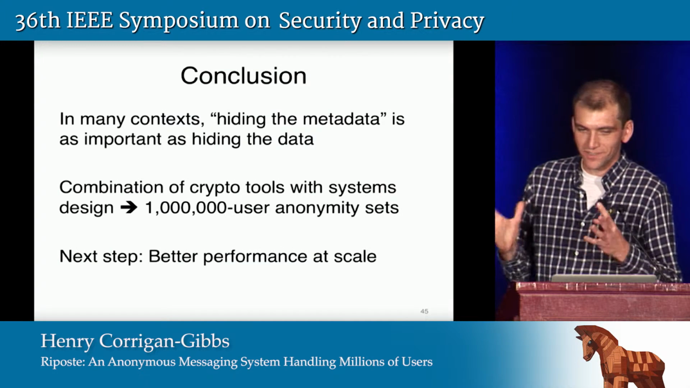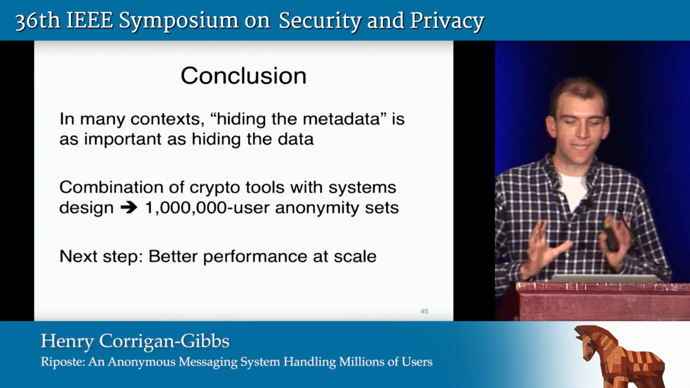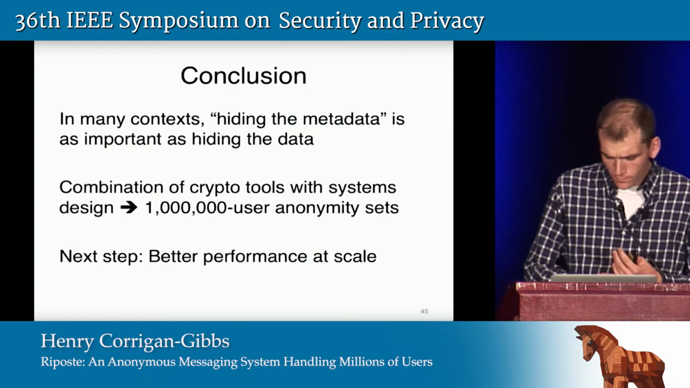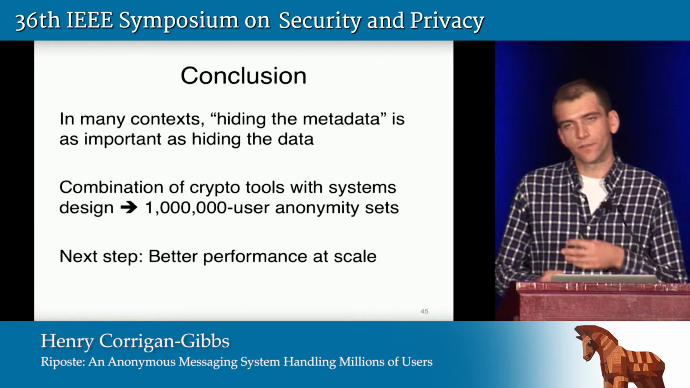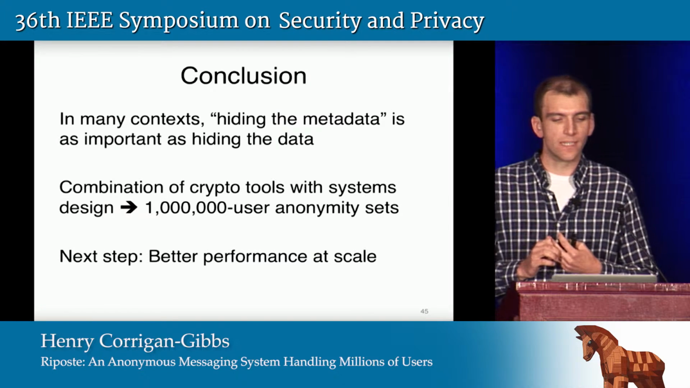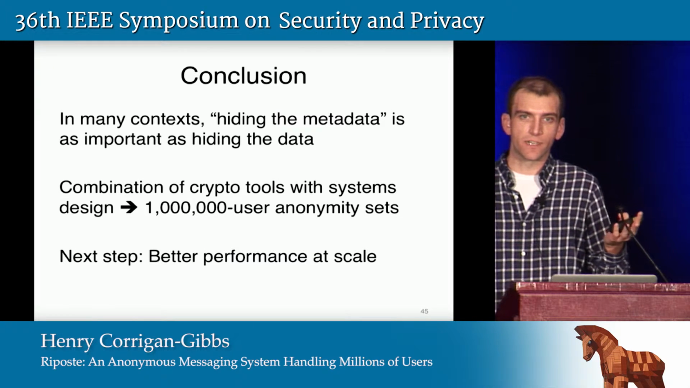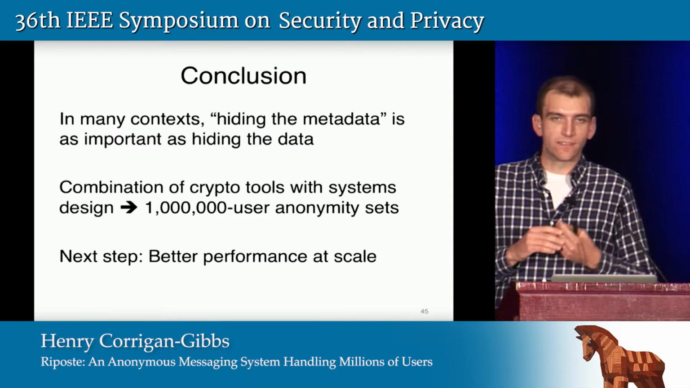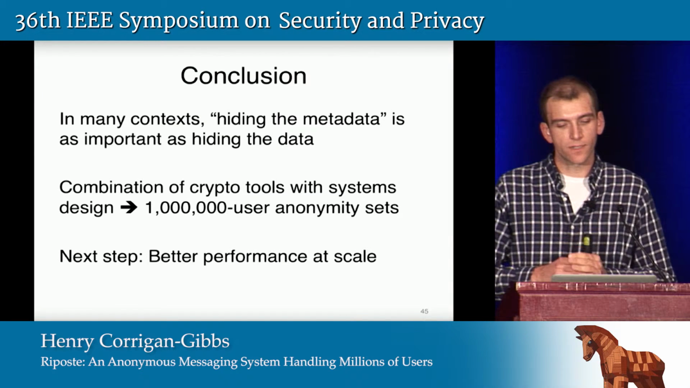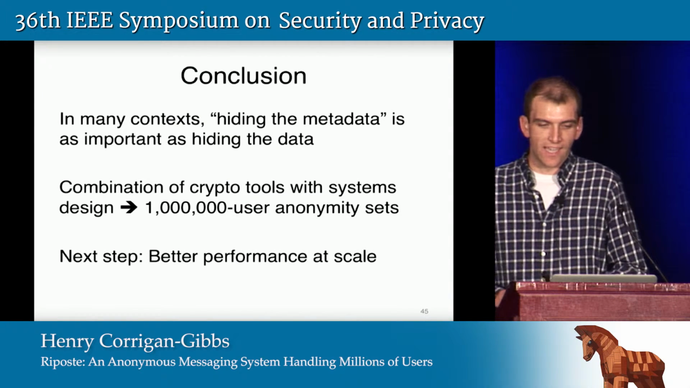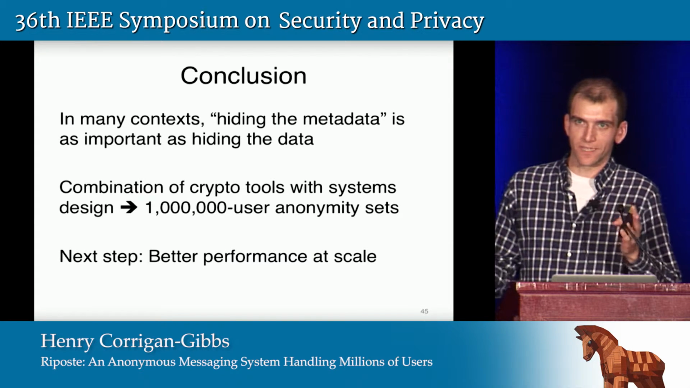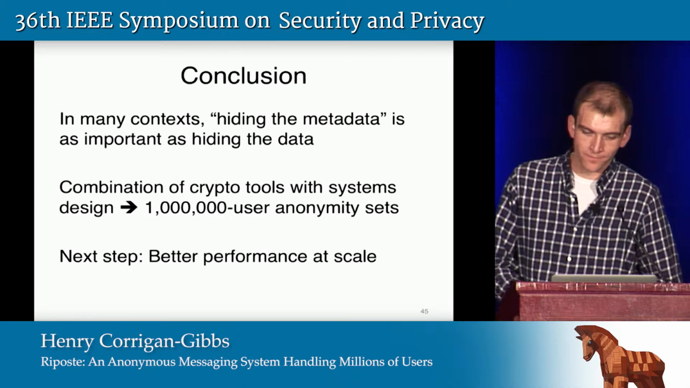So I've tried to argue that hiding the metadata is, at least in many contexts, just as important as hiding the data itself, hiding the payload. And with the system called Riposte, we've shown that a combination of cryptographic tools and systems design principles can let you create these million user anonymity sets, which I should point out is something like 2 orders of magnitude larger than you can do with prior work that has the same security properties. And of course, the next step is to try to make this thing even faster, handle even larger messages with an even larger number of users.